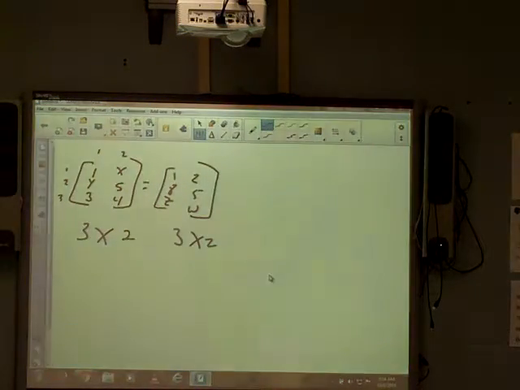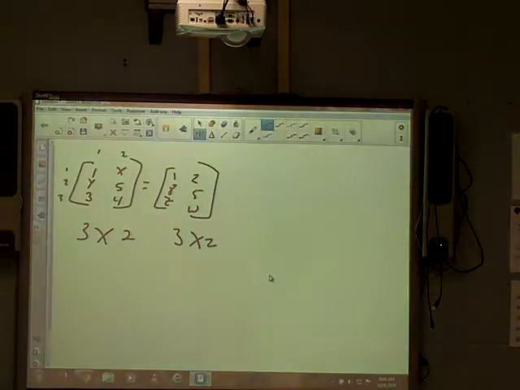When we get into adding them and subtracting them and multiplying them and dividing them, which we're going to do today, we have to be able to figure out what their dimensions are, because that tells us if we can multiply them or not, if we can add them or not, all that kind of stuff. Okay, but these are the same.